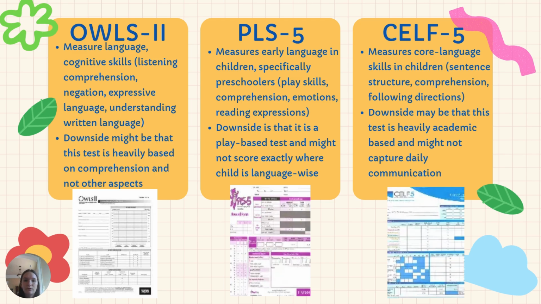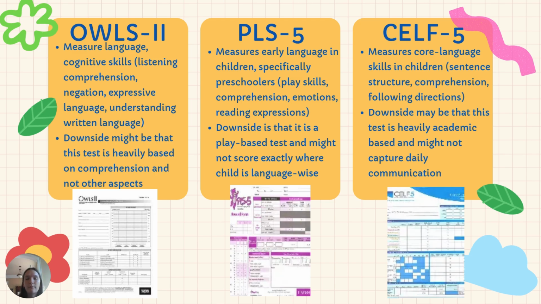So the OWLS 2 is the Oral Written and Language Screener. This one measures cognitive skills. For example, to be more specific, it measures listening comprehension, negation, and negation is like showing you 3 or 2 different pictures and you say which one is not blank, to identify the odd one out. That's what negation is. Expressive language and understanding written language.